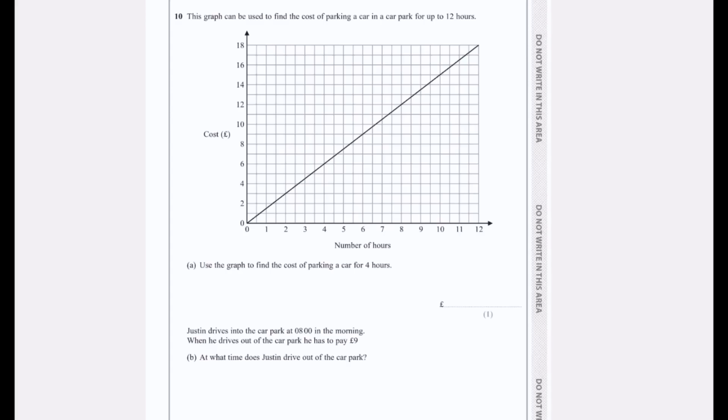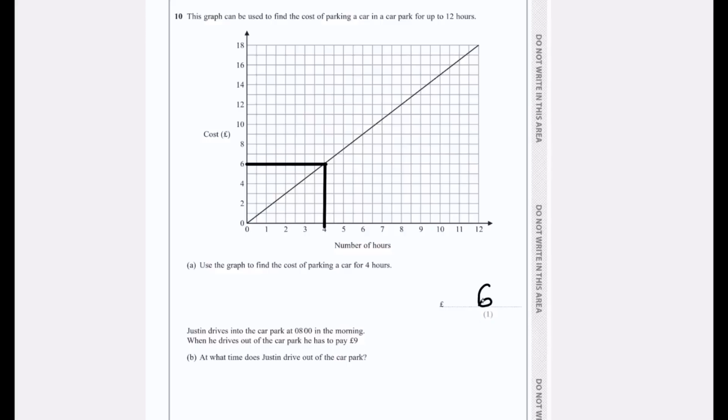This graph can be used to find the cost of parking a car for up to 12 hours. Use the graph to find the cost of parking a car for 4 hours. So we find 4 hours, go up to the line, and then across, and we read off the cost, which is £6.